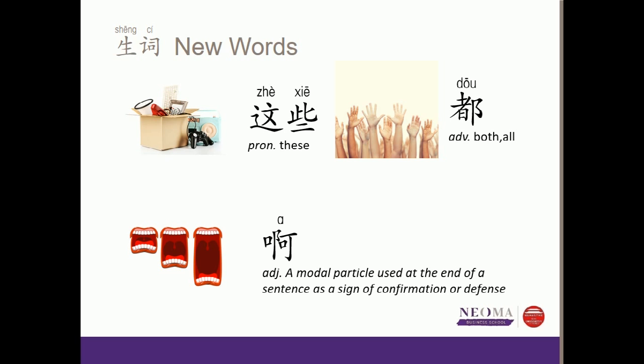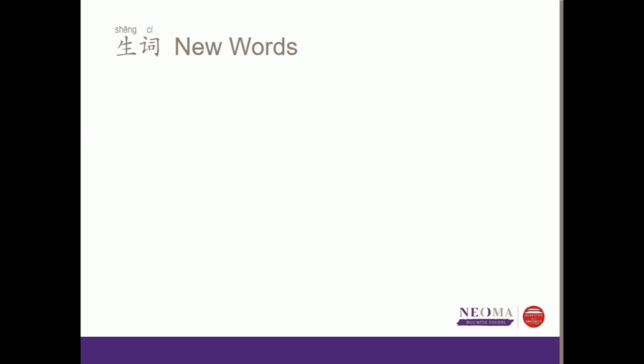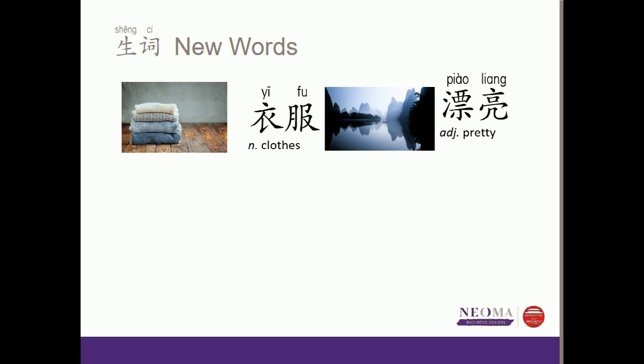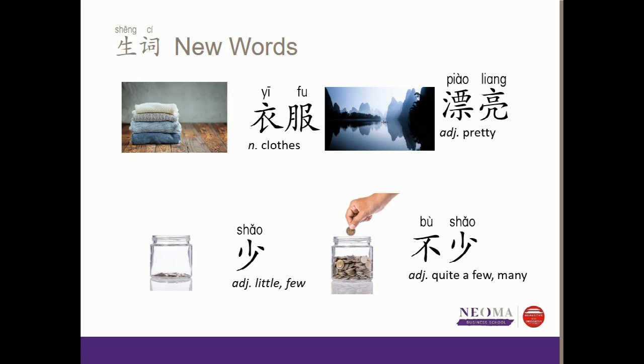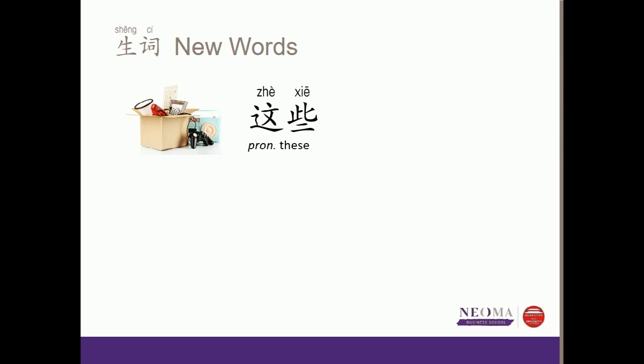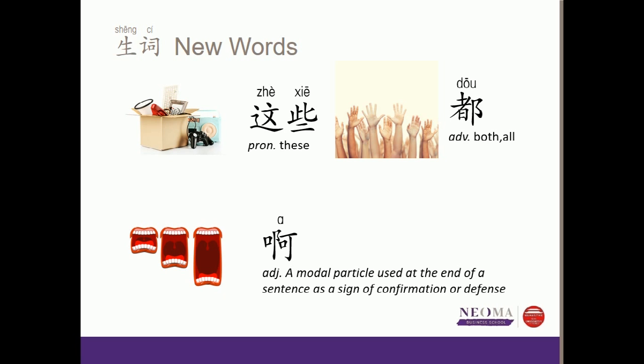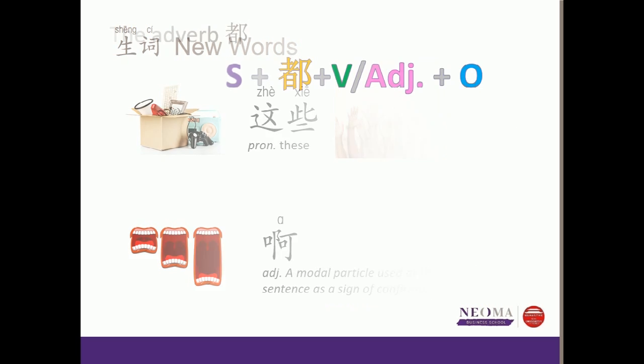好, let's read all of these new words one more time. 衣服, 漂亮, 少, 不少, 这些, 都, 啊. If needed, you can go back and review these words one more time. 好, let's continue to the next one.